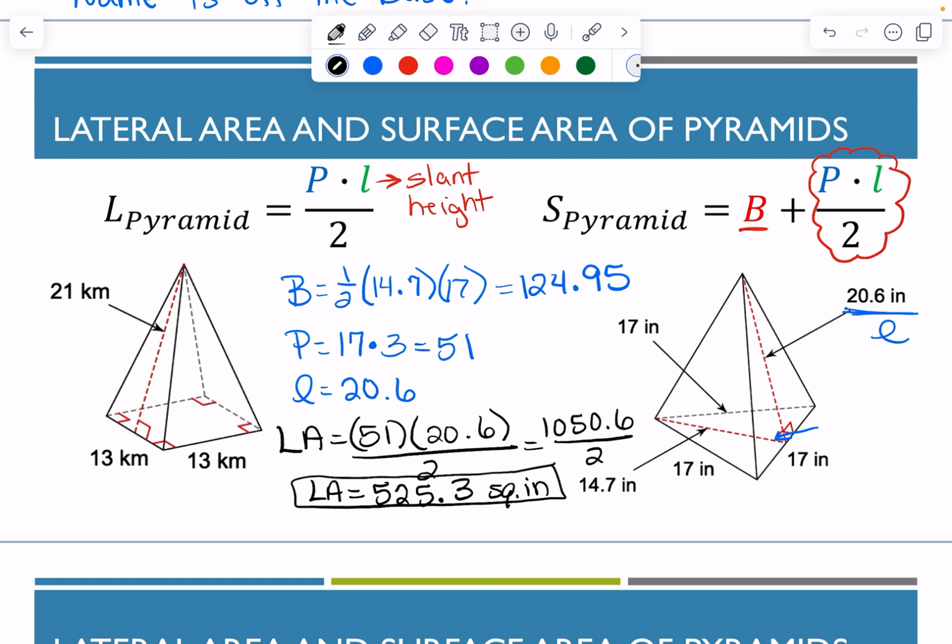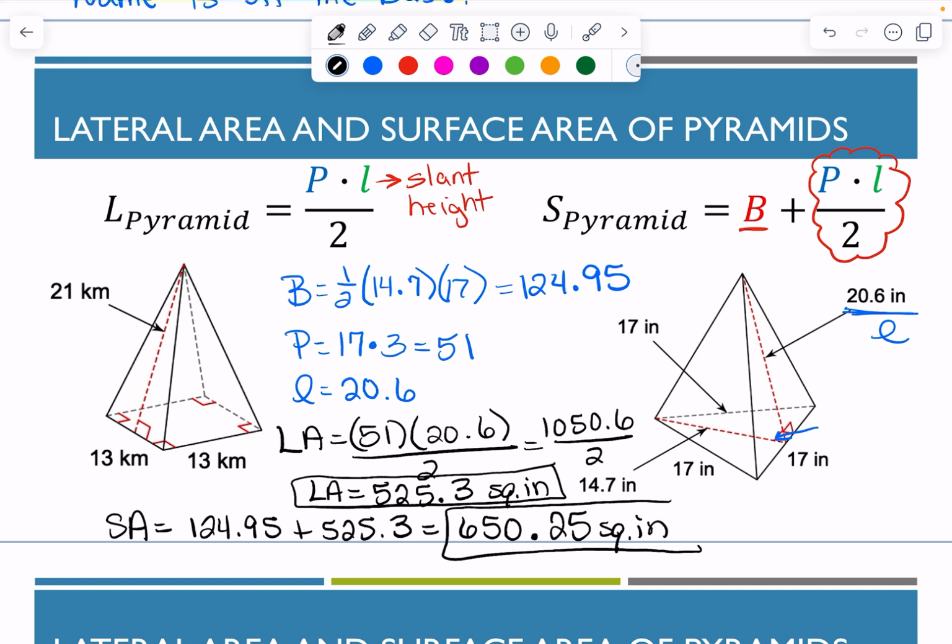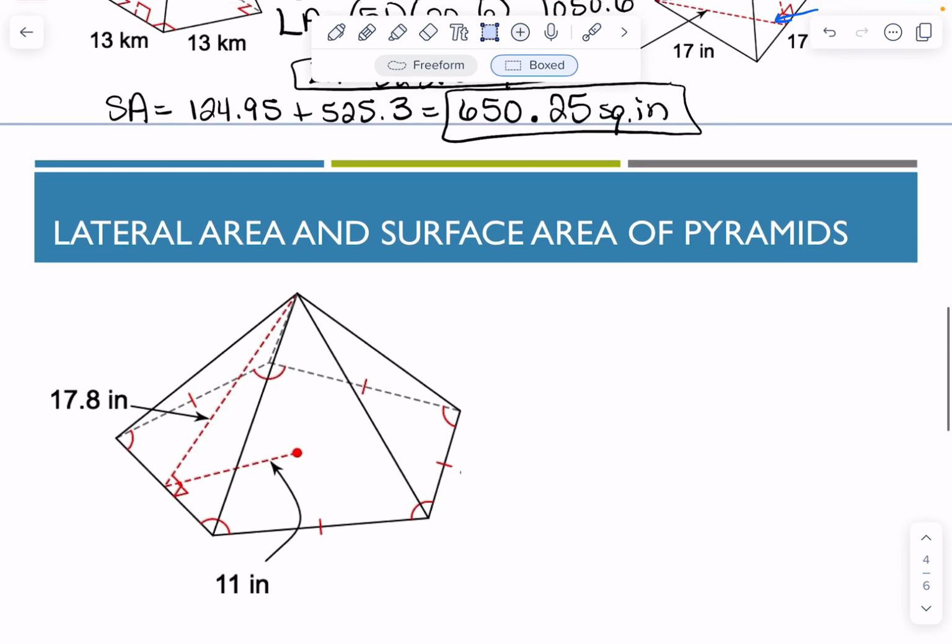Then to find my surface area, I'm just going to take that and add on the base. So remember, the base is 124.95, and we're going to add to it 525.3. And that's going to get me 650.25 square inches. Okay, so that's how we find the lateral area and the surface area of a pyramid. Okay, let's go ahead and try another one now.